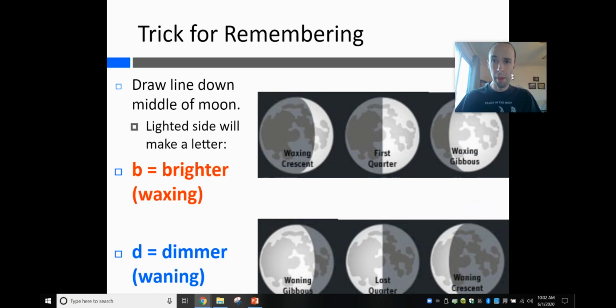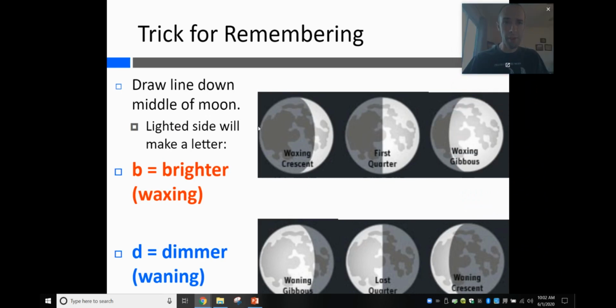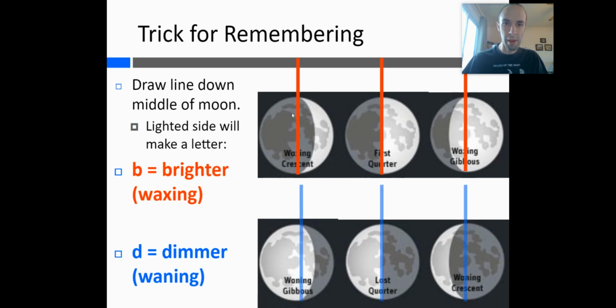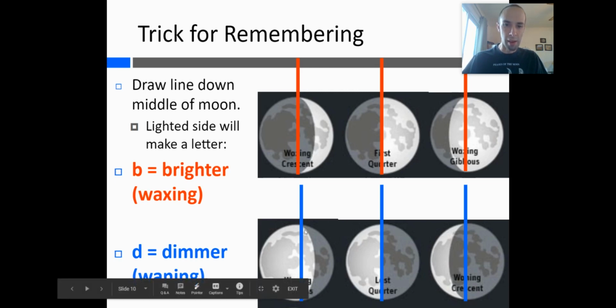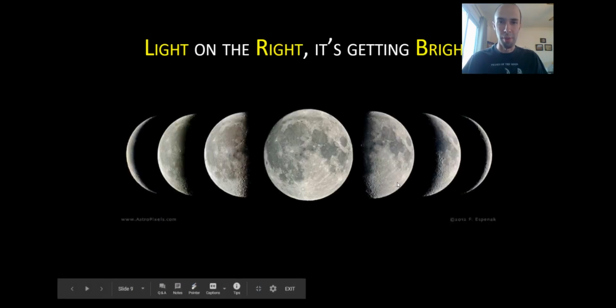Another way to remember it, another trick I learned, was imagine you could draw an imaginary line down the moon from top to bottom, and it would make a lowercase b for brighter. So you can see the line here, and the light side makes a b, for brighter or waxing. And if you did it on the other side, it would make a lowercase d for dimmer down here. That one works okay. I like the light side as the bright side. If the light is on the right, it's getting bright.